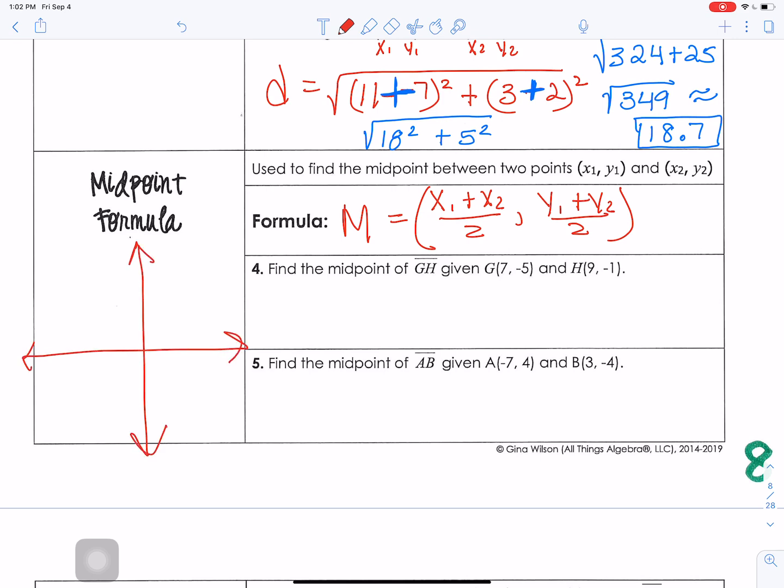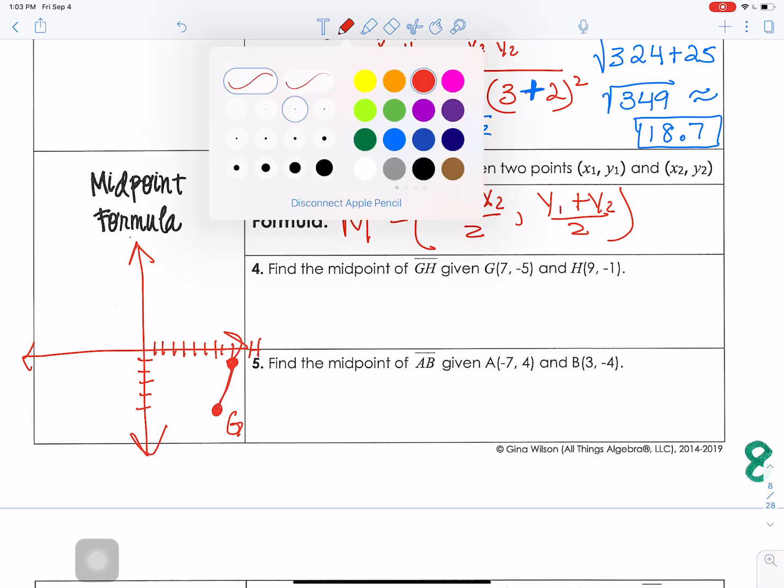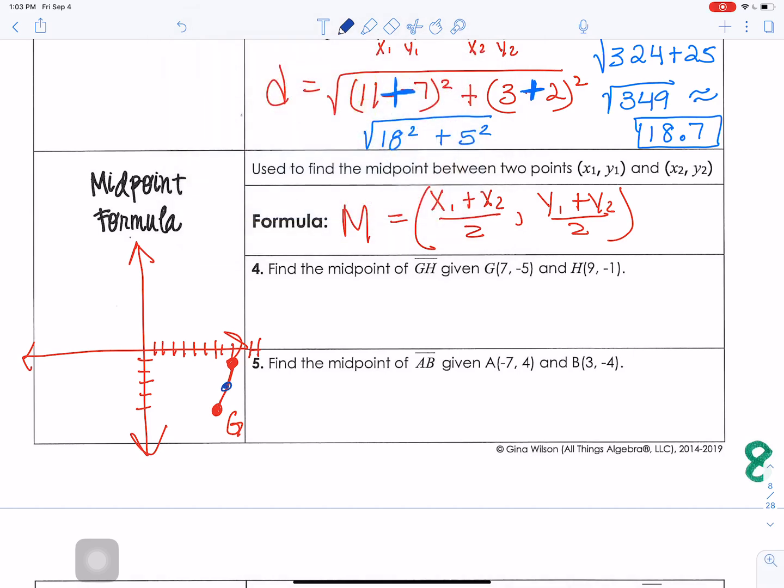I'm going to sketch it over here so we can take a look at what we're finding the midpoint of. So 7, negative 5, 1, 2, 3, 4, 5, 6, 7, 1, 2, 3, 4, 5. So 7, negative 5 is right here, that's G. And then 9, negative 1, 1, 2, 3, 4, 5, 6, 7, 8, 9, negative 1, so that's about right there. So we're trying to find the midpoint of that segment. We're trying to find what point is right in the middle, right there. That's what we're looking for, the midpoint. I'll call that capital M.